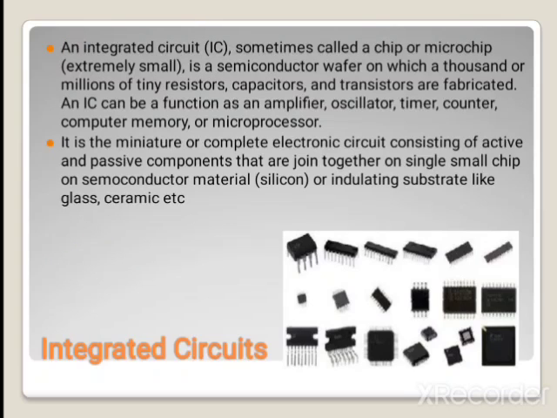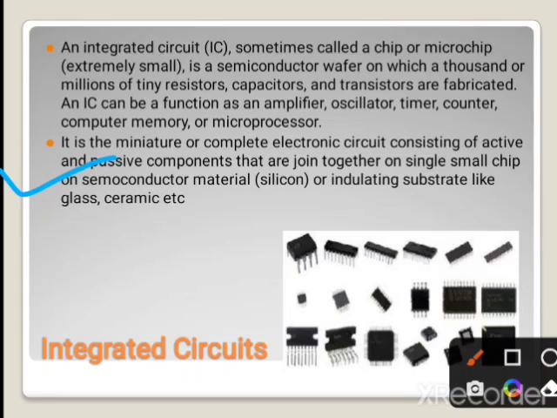Now integrated circuit. Integrated circuit, you know that ICs. Okay, we can call it an IC. So what is IC? You might be seeing some ICs during your practical session. So it is a miniature or complete electronic circuit consisting of active and passive components that are joined together on a single small chip of semiconductor material or insulating substrate. Okay, so this is the technical definition of IC. So it is the miniature or complete electronic circuit consisting of active and passive components that are joined together on a single small chip.